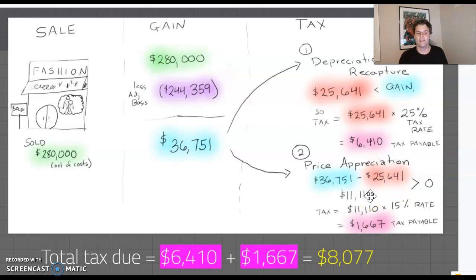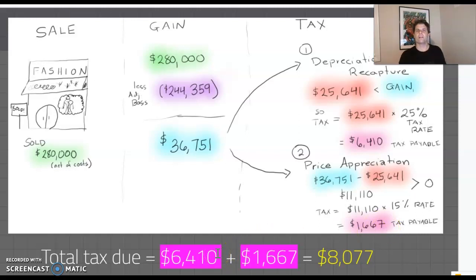So I have to pay a 15% tax on that capital gain, or it's called price appreciation, which is the technical term, or free and clear capital gain. So this is money I've made above and beyond what my asset was originally worth, or what I originally paid for it, accounting for all the depreciation that I took as well already. So I pay, in this case, an individual investor would pay a 15% rate on this price appreciation gain, and that gives a tax payable of $1,667.